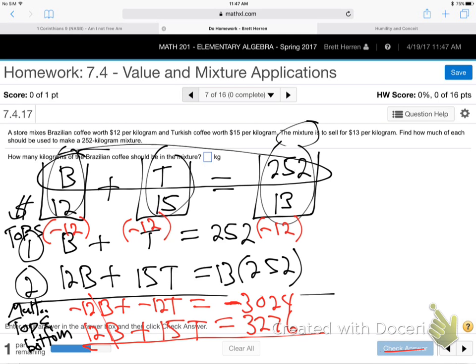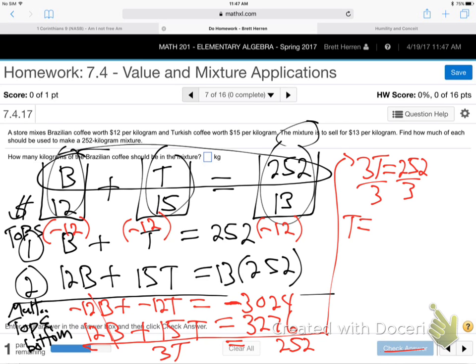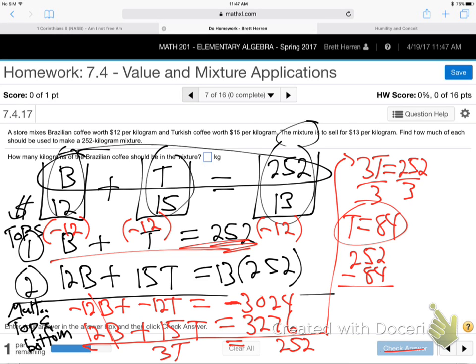These cancel. What's that? 3t equals 252. Bring it up here. 3t equals 252, divided by 3. So 84. T is 84. They total 252, so subtract from 252, right? 168. Now that must be the B, the Brazilian coffee. So that's how much Brazilian coffee and Turkish coffee you mix to get the thing to happen.